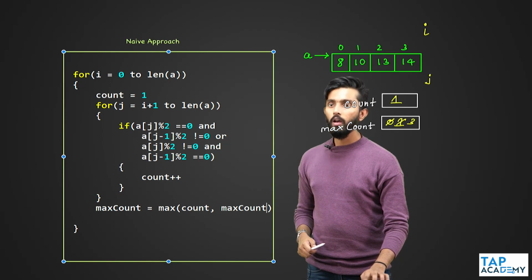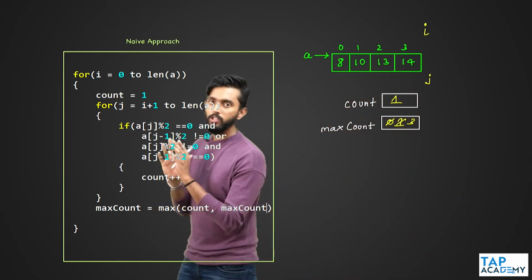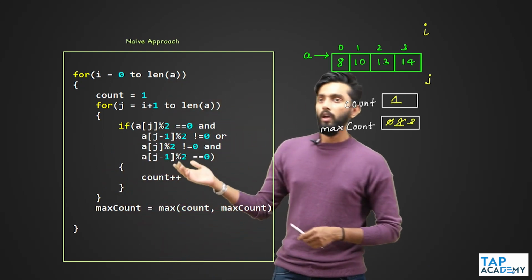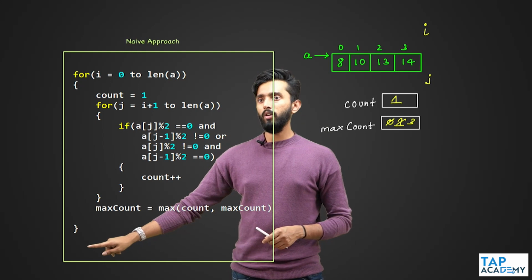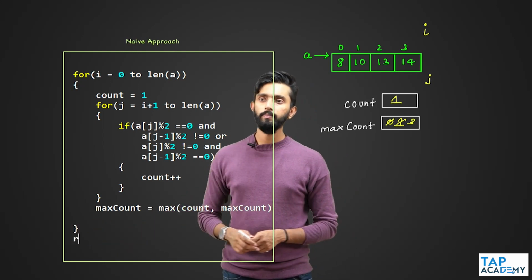I hope everybody understood till this point of time. This, in simple words, is your algorithm. There is nothing much to do. Then outside you come and here you can just write return max count. All you have to do is return the max count.